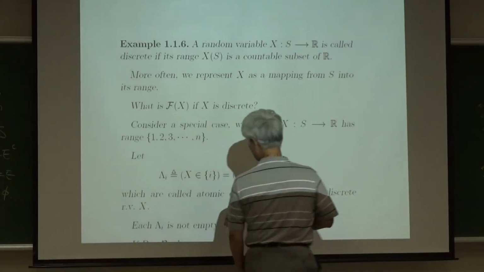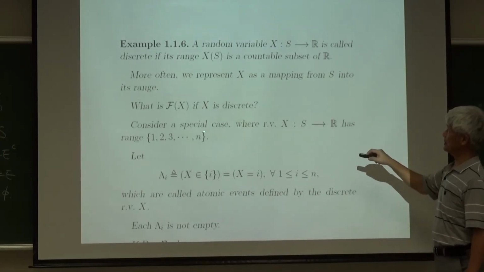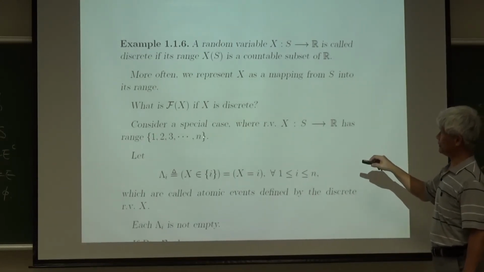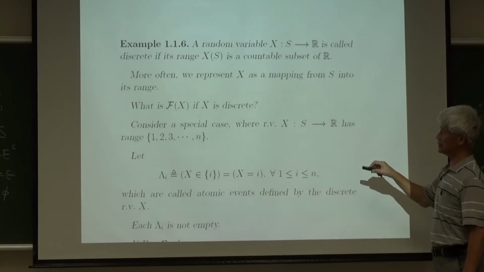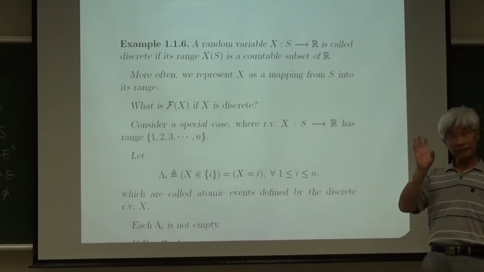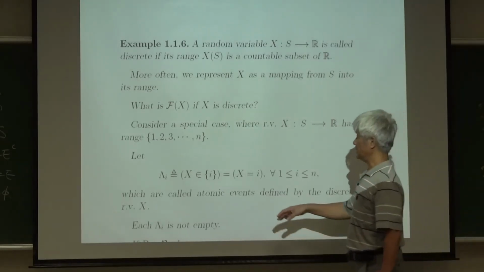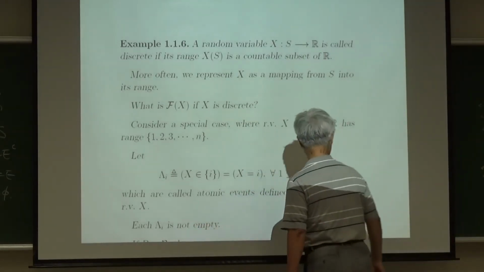Each lambda i is the entity, because 1, 2, 3 up to n consist of the range. Range means the set of all possible values. Okay, so that's why lambda i is not empty.